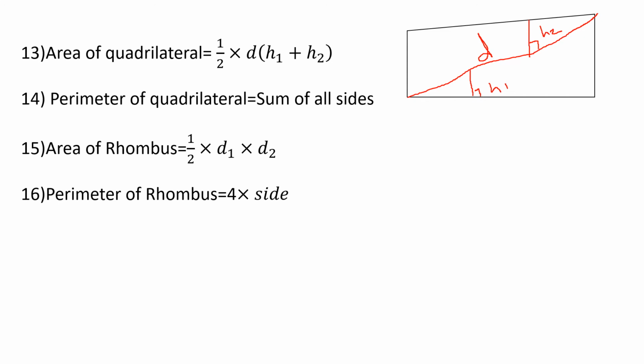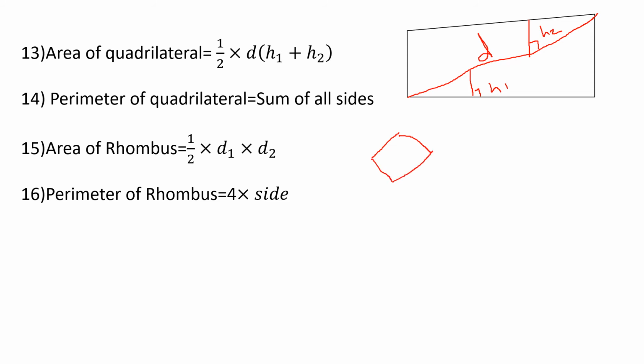So here also there is no particular formula for the perimeter. If you want to find the perimeter of a quadrilateral, adding all the four sides will be the answer for the perimeter of a quadrilateral. Next one, rhombus. So rhombus means how you will, draw a rhombus.